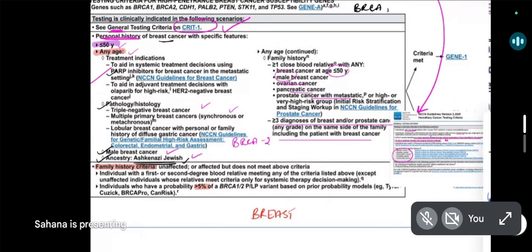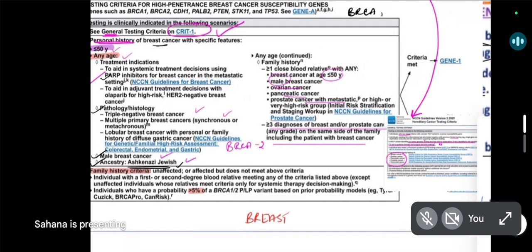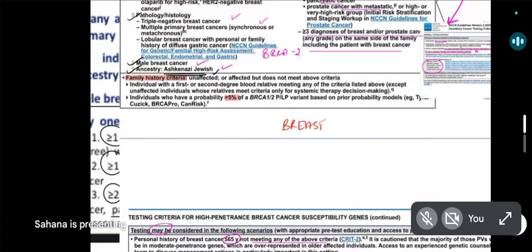So any age with family history of one or more than one blood relative with early diagnosis of breast cancer, that is less than 50 years, male breast cancer, ovarian cancer, pancreatic, prostate, which is metastatic, high or very high risk group, more than or equal to 3 diagnosed with breast and prostate of any grade. So if they have prostate, either they should be metastatic or they should belong to high or very high risk. If it is multiple members, like more than or equal to 3, any form of prostate with breast cancer can be taken into account for your genetic testing.